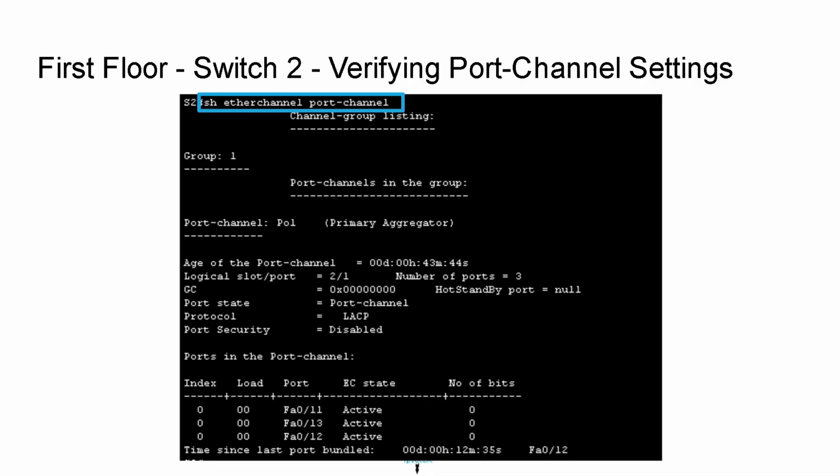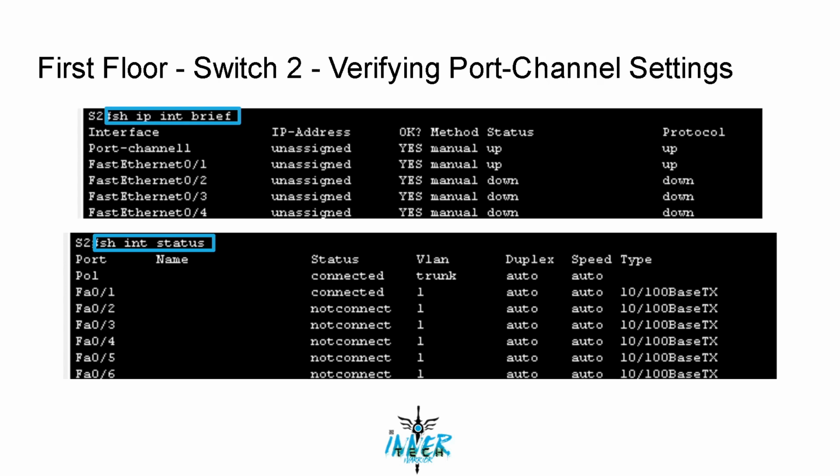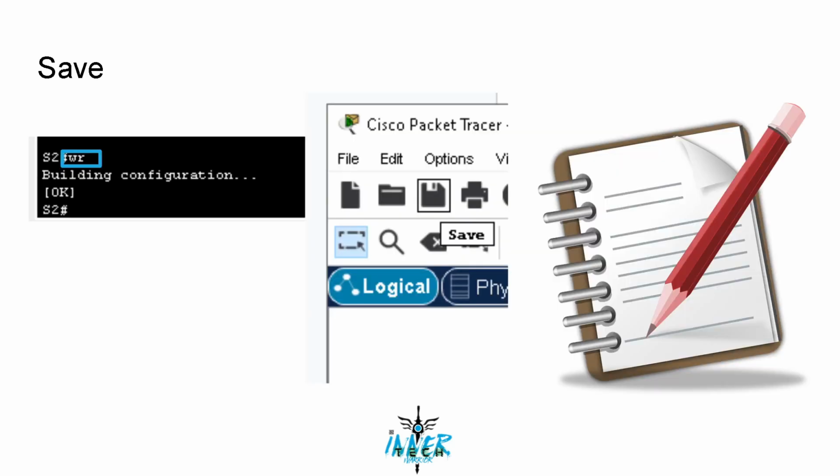The show EtherChannel port-channel command also gives us another view of the port channel information. And also, the show IP interface brief and show interface status commands now also include our port channel 1 as an interface, so we can check its status in these two views as well. Make sure to save your configuration, save your Packet Tracer lab, and update your notes.